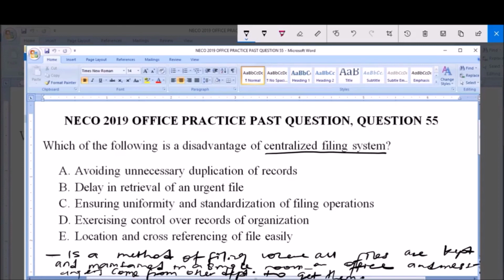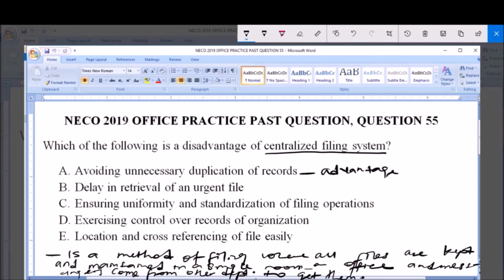Now, this centralized filing system has its advantages and disadvantages, but the question here is asking us to pick out a disadvantage of the centralized filing system. Option A says avoiding unnecessary duplication of records. This is an advantage of a centralized filing system. It prevents unnecessary duplication of records, since these records are kept in a single room.